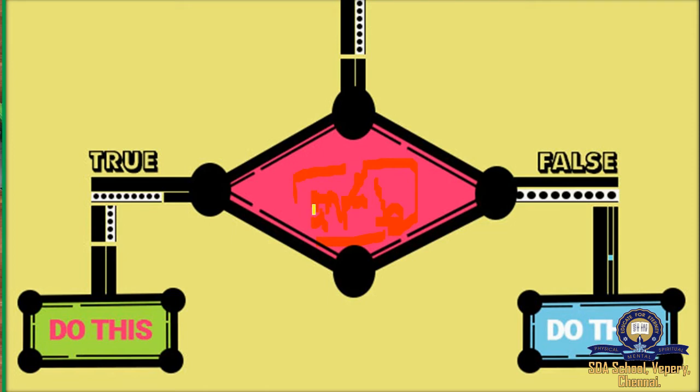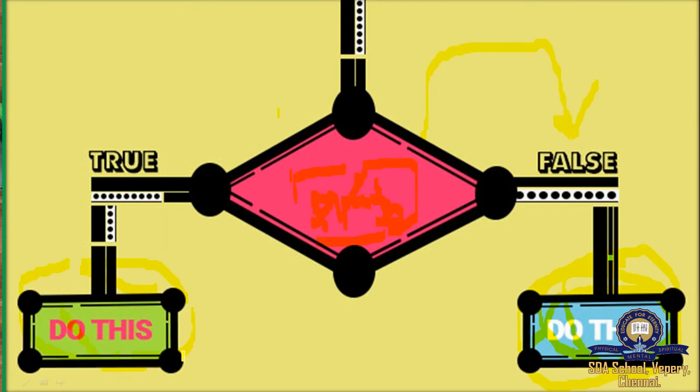Now, A is greater than B. Suppose the condition is given as A less than B. If A is less than B, true. If A is not less than B, it is false. Now my value is greater than B, so it is false, and it goes to this statement. If the condition is true, come this side and print this statement. So this is called the if selection statement.